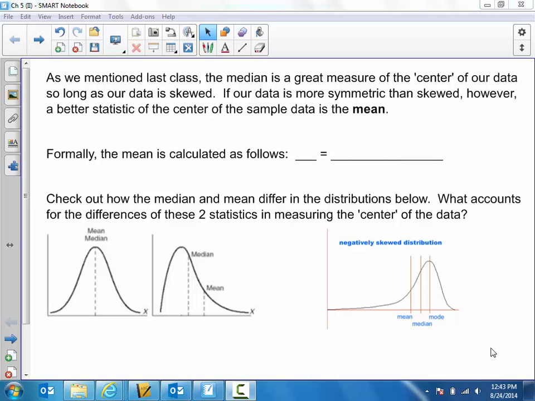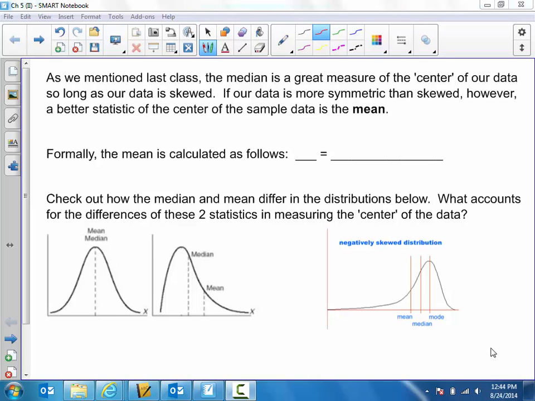Okay. So as we mentioned last class, the median is a great measure of the center of our data so long as our data is skewed. If our data is more symmetric than skewed, however, a better statistic of the center of the sample data is the mean, which you have interacted with before. We don't call it the average in this class because average is sort of a catch-all term to refer to either the mean or the median.